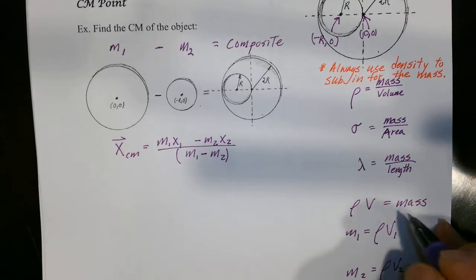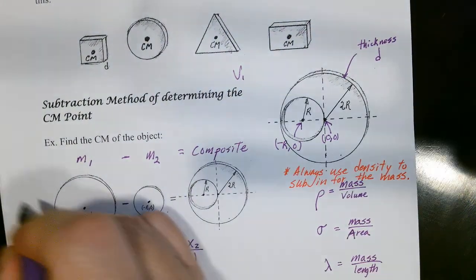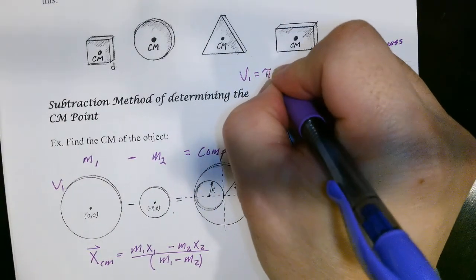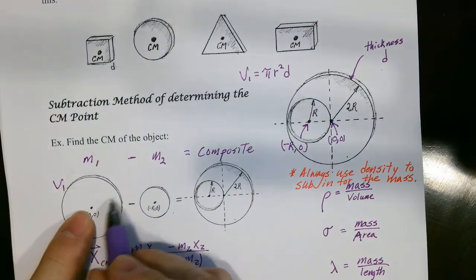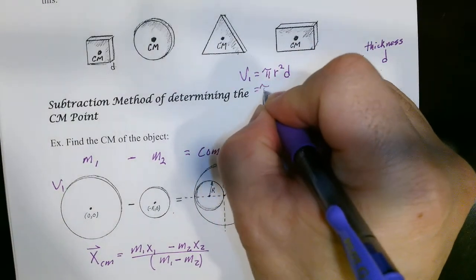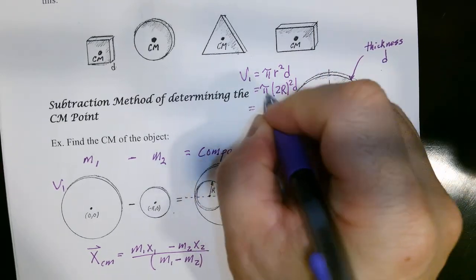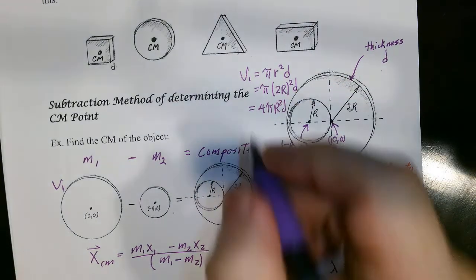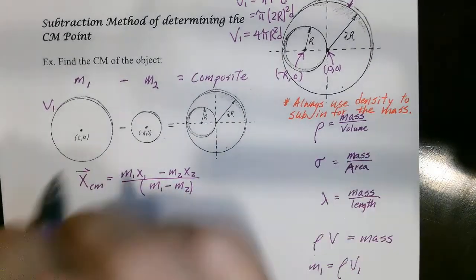So how do we get the volume 1? Volume 1 is this right here, and that is really nothing more than pi r squared times the thickness d. But the r itself is 2r, so pi times 2r squared d, which is 4 pi r squared d. That's volume 1. Volume 2, which is this.